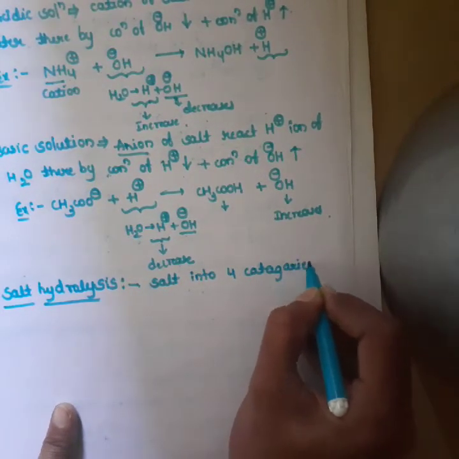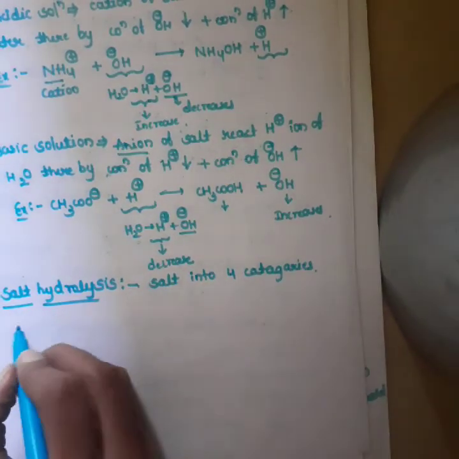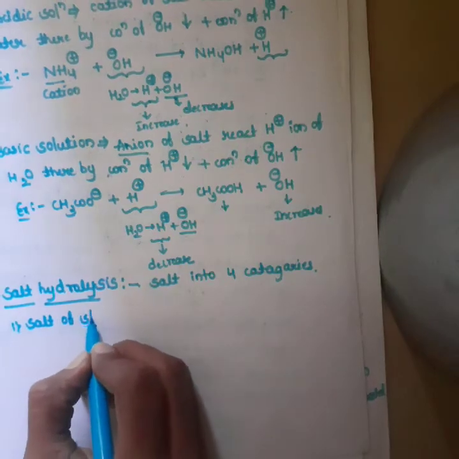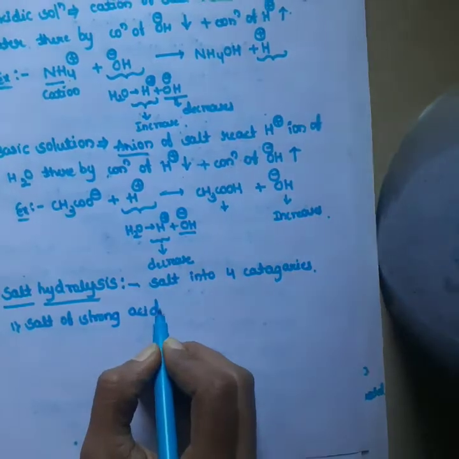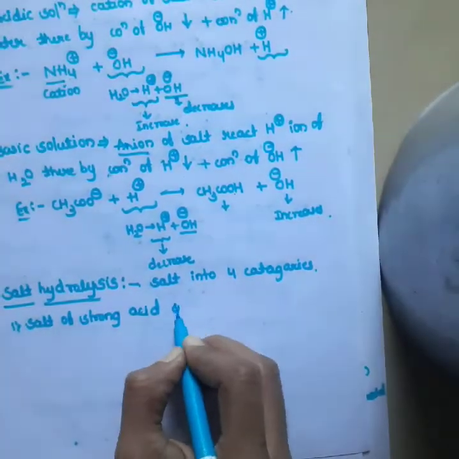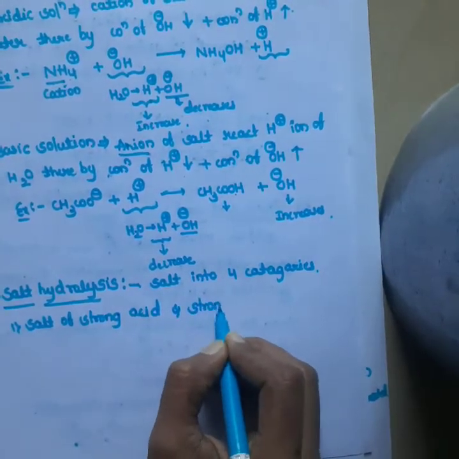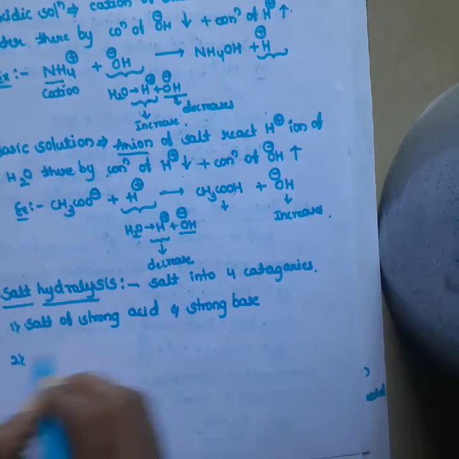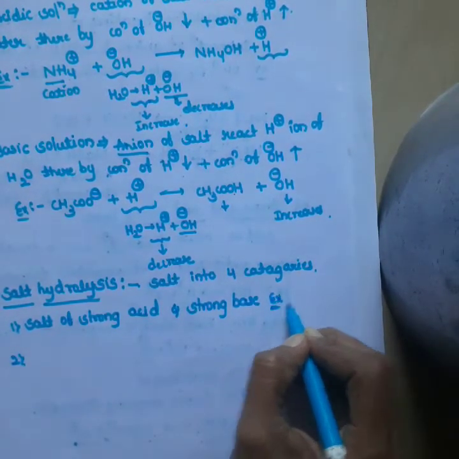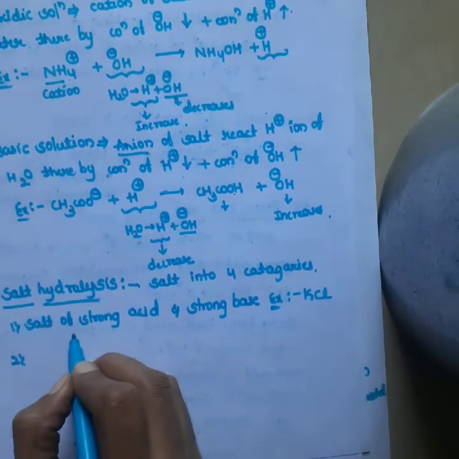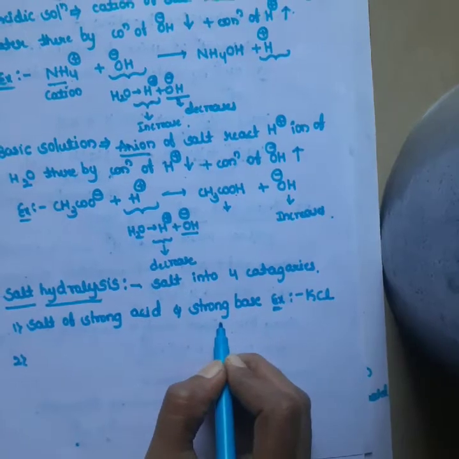In that, the first one is salt of strong acid and strong base. The example for this is KCl. KCl is an example for a salt of strong acid and strong base.